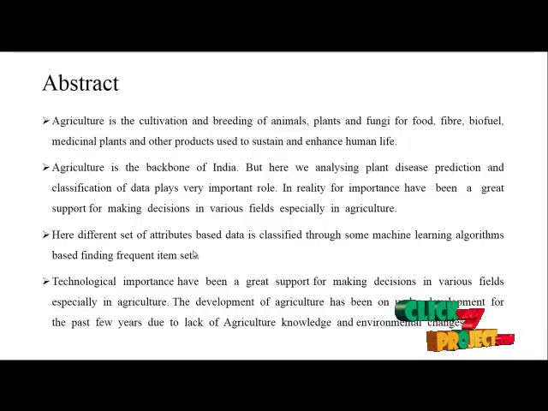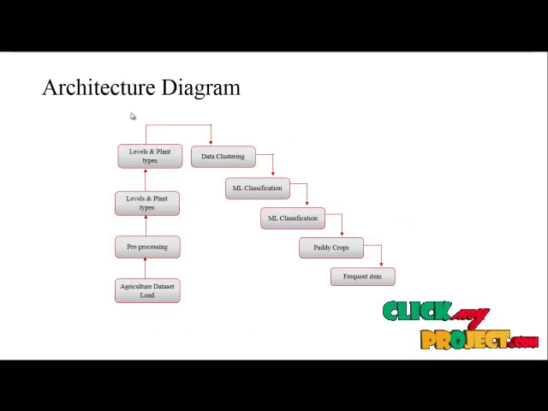Technological importance has been a great support for making decisions in various fields, especially in agriculture. The development of agriculture has been underdeveloped in the past few years due to the lack of agricultural knowledge and environmental changes. This is the system architecture diagram for agricultural disease predictions.